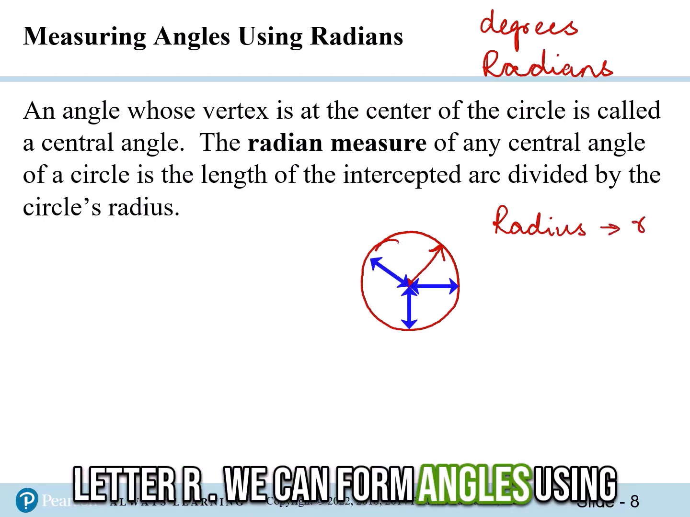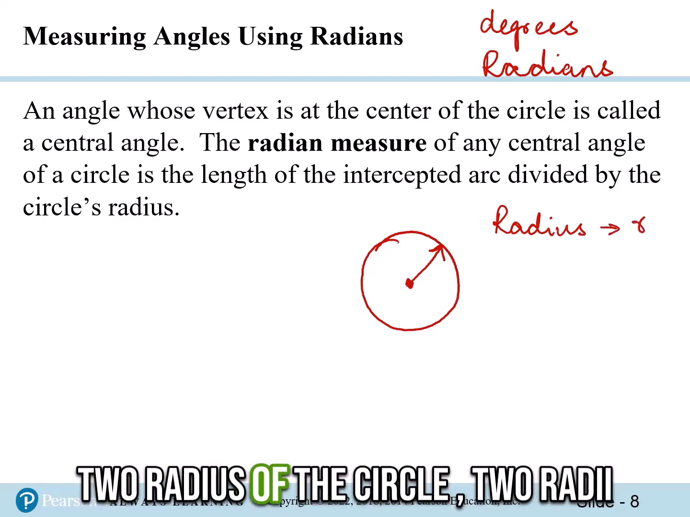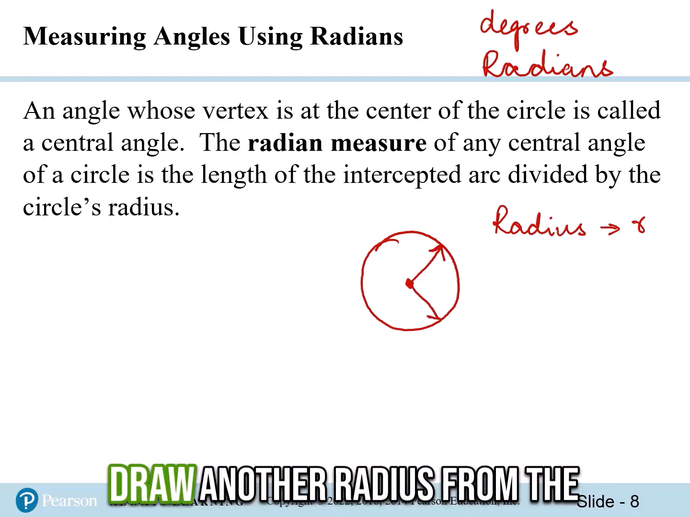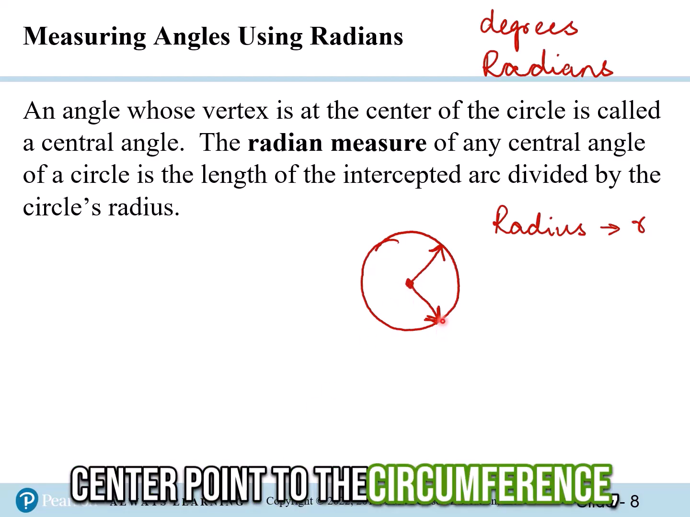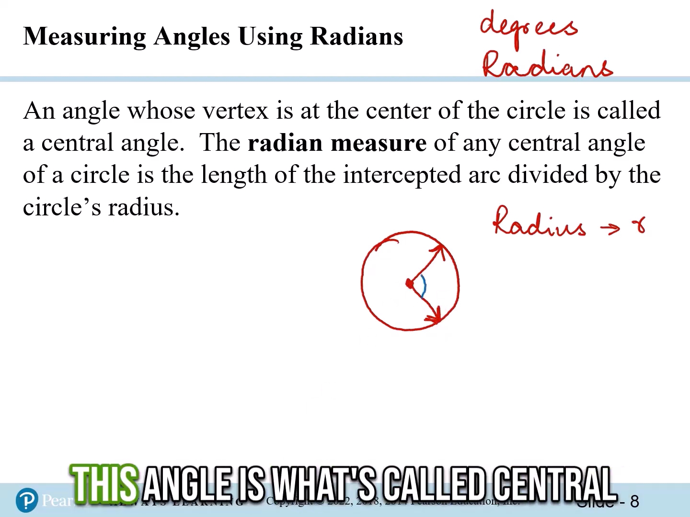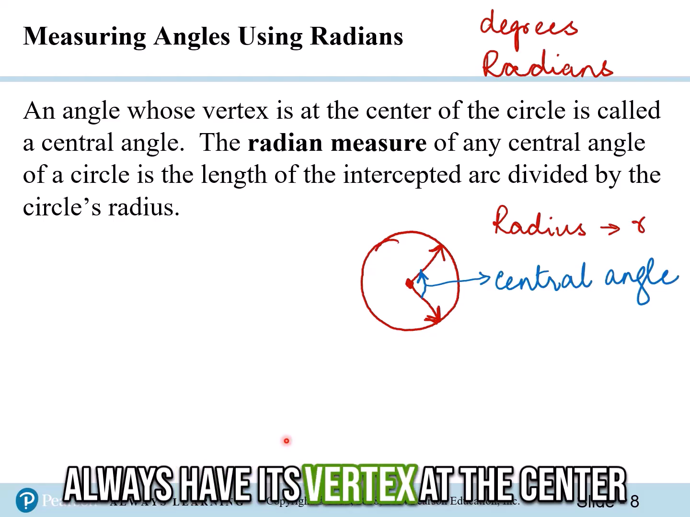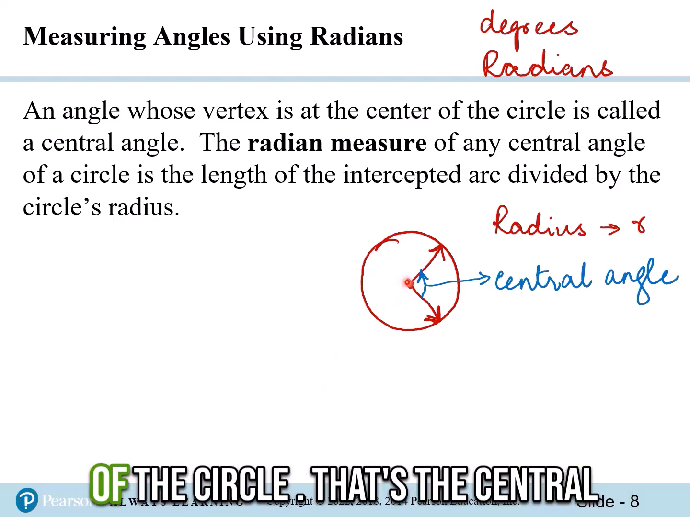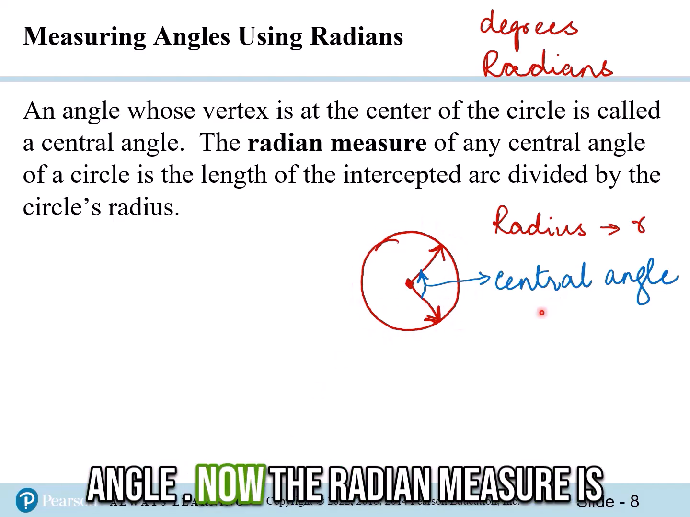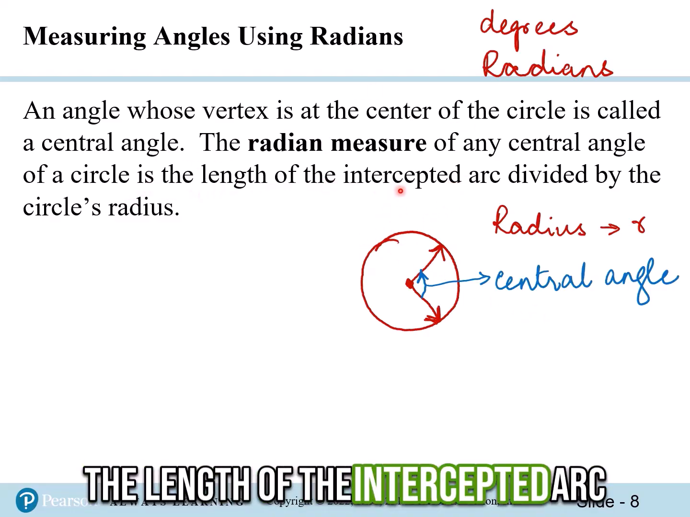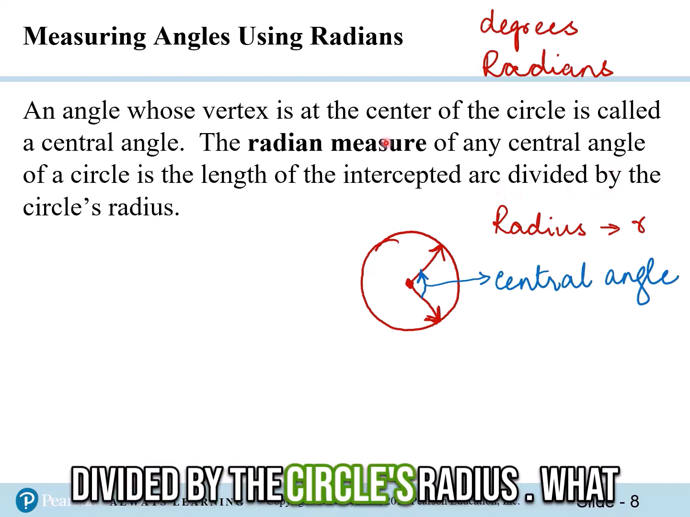We can form angles using two radii of the circle, so to speak. So if I draw another radius from the center point to the circumference, then it forms an angle, correct? So this angle is what's called the central angle. A central angle will always have its vertex at the center of the circle. That's the central angle. Now, the radian measure is the length of the intercepted arc divided by the circle's radius.